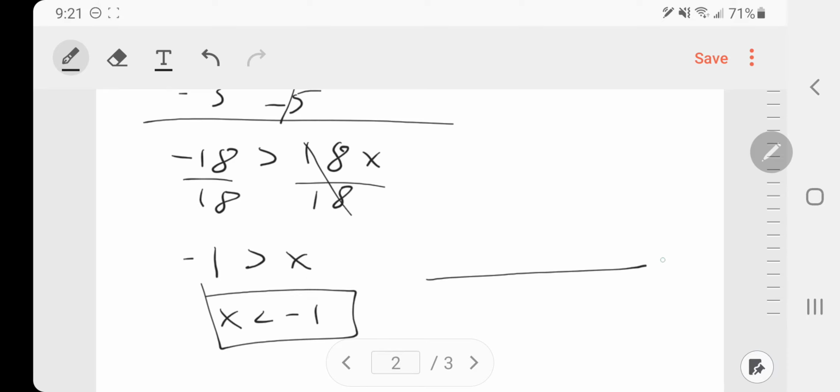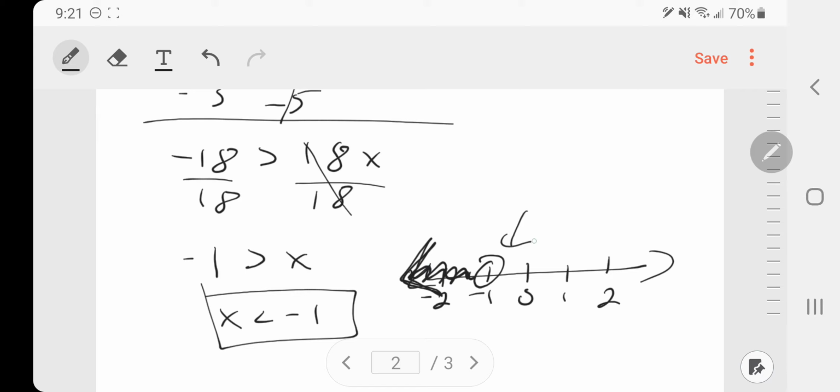All right, and again, we could also graph this on the number line. Go ahead and do that. Okay, so what this is saying is x is less than negative 1, so that means that x is everything that is less than negative 1, so I'm shading to the left. And notice this time we have an open circle, or an open point, because negative 1 is not included. There is no equal to underneath.